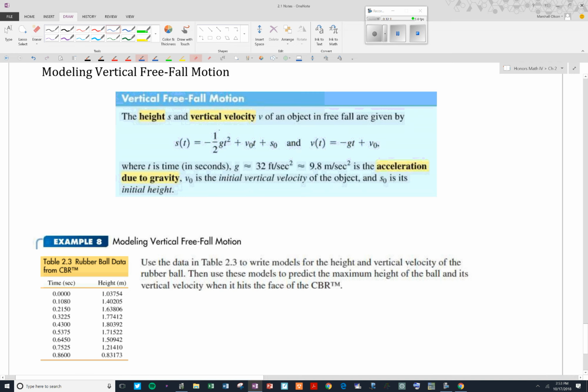Notice here that it does not say negative 16. It says negative 1/2 times g. That's because g depends on whether we are in feet per second squared or meters per second squared. When I put this negative 16 there, that's because that's half of 32 if you're in feet per second squared. And if it is in meters per second squared, then it is actually going to be a negative 4.9 that's there.